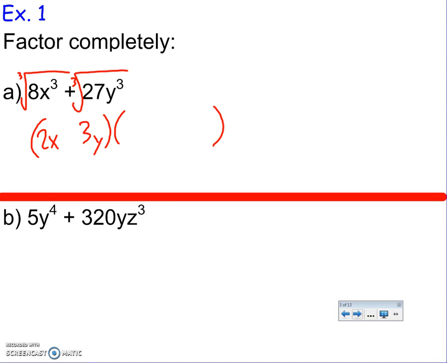Alright, the first thing squared, 2x times 2x is 4x squared. Multiply them, 2x times 3y is 6xy. And then square the last one, 3y times 3y is 9y squared. I'm using SOAP here. The original problem said to add. So, same, opposite, always positive. And that is my answer.